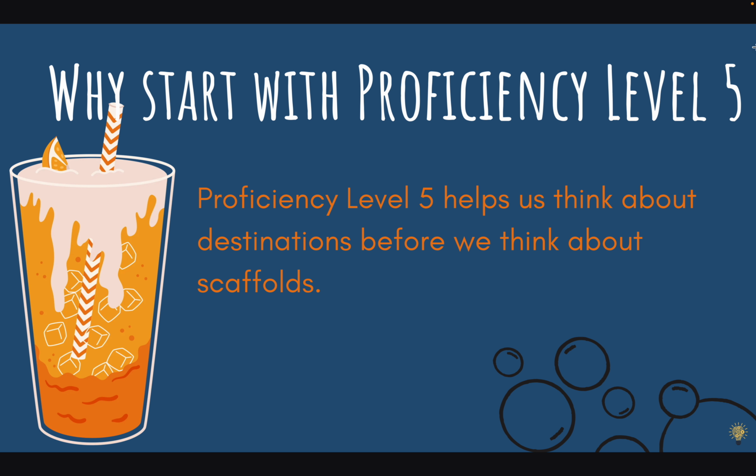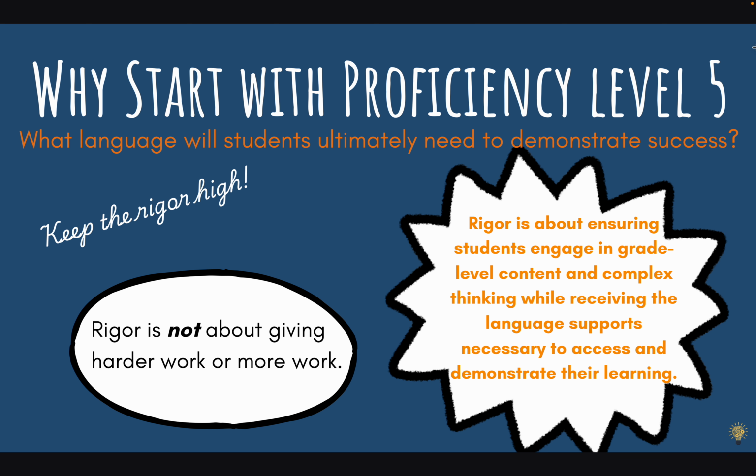Why start with proficiency level 5? Proficiency level 5 represents the language demands students will need to successfully engage in grade level academic work with minimal language support. Starting with level 5 helps us identify the language destination before we think about scaffolds. If we start only by looking at what students can do, we may unintentionally lower the language expectation. So instead we ask, what language will students ultimately need to demonstrate success?